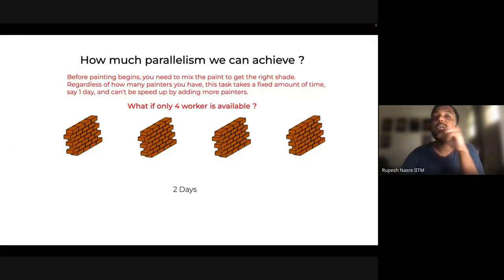Earlier, I was able to perform the work with the help of one worker in 5 days. Now, I have added 3 more workers. Now, I'm able to perform the same work in 2 days. So, how much speedup was I able to achieve? Exactly, it's 5/2. Earlier, it was taking 5 days, now it's taking 2 days. I am about 2.5 times faster than before, right?